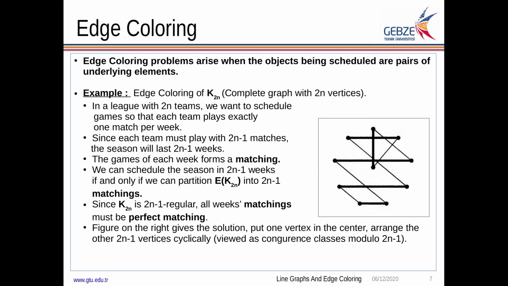We can schedule the season in 2n minus 1 weeks if and only if we can partition the edges of K2n into 2n minus 1 matchings. Since K2n is (2n minus 1)-regular, all weekly matchings must be perfect matchings. The figure on the right gives the solution. Put one vertex in the center. Arrange the 2n minus 1 vertices cyclically. This is viewed as congruence classes modulo 2n minus 1.